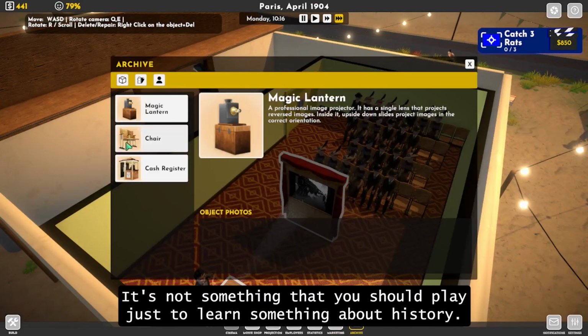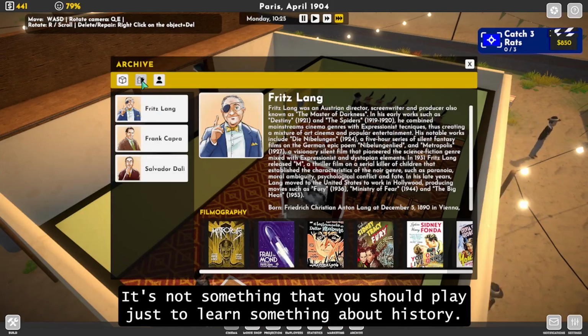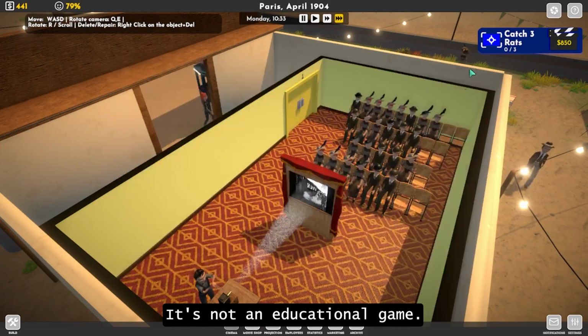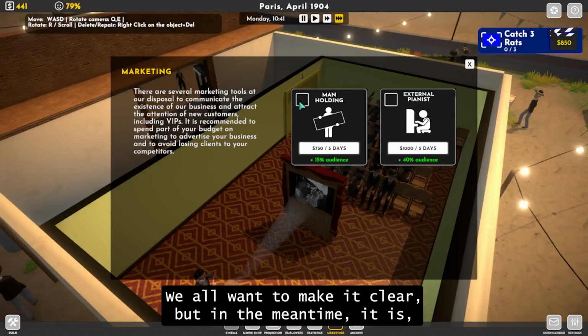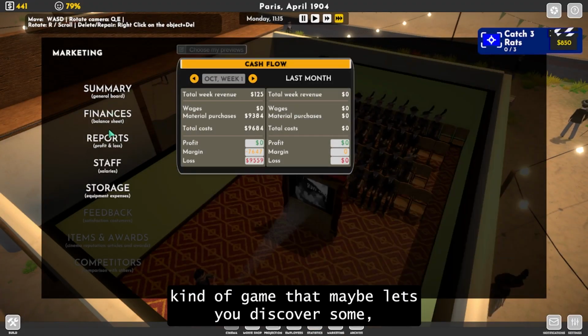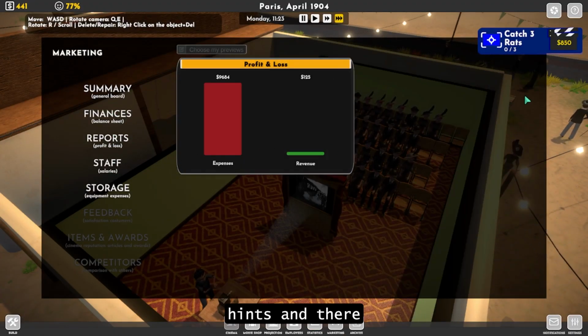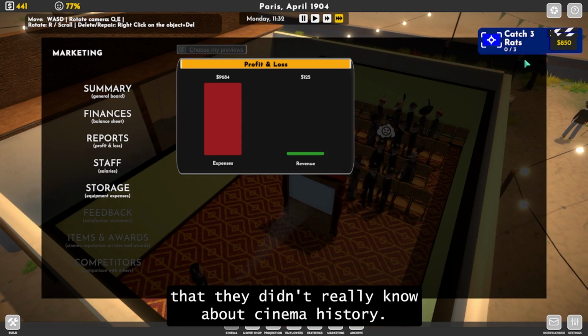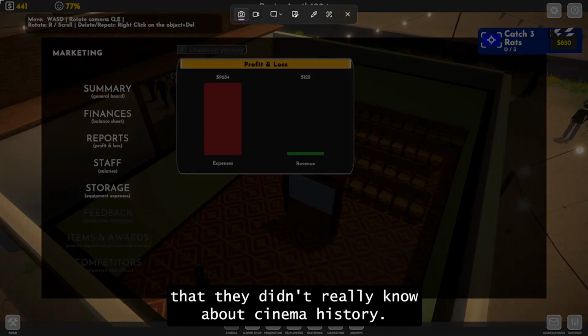It's not something that you should play just to learn something about history. It's not an educational game. We all want to make it clear, but in the meantime, it is a kind of game that maybe lets you discover some hints that you didn't really know about cinema history.